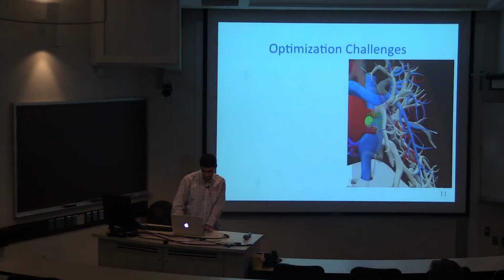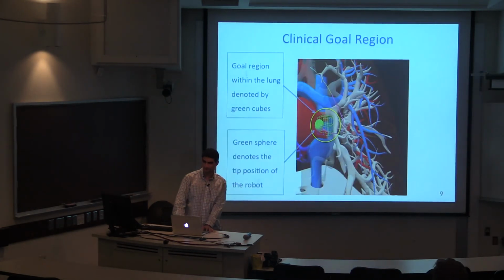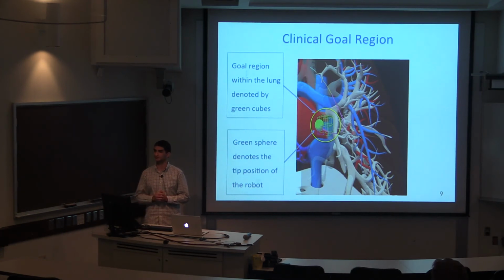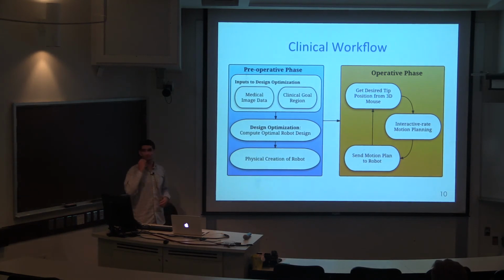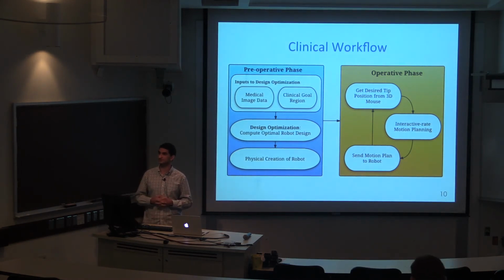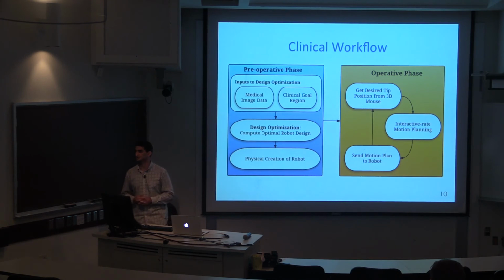Right. So as I mentioned here, this goal region is actually just a set of cubes that is defined by the physician. So that's considered an input to our algorithm. Once the clinical goal region is specified, as you can imagine, if the nodule is in a different place, depending on the application, the physician can specify in terms of cubes or other voxels where the nodule is, and that's input to our algorithm.